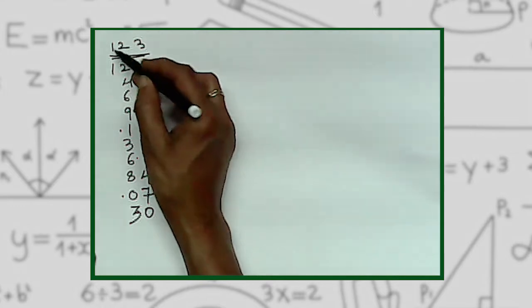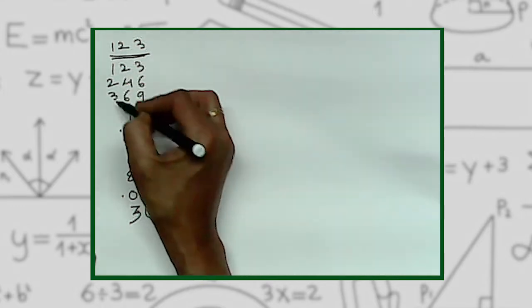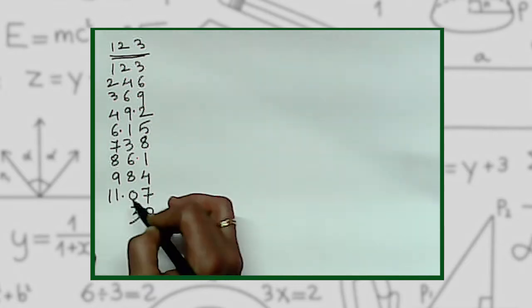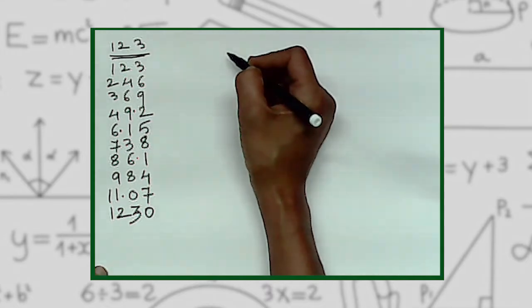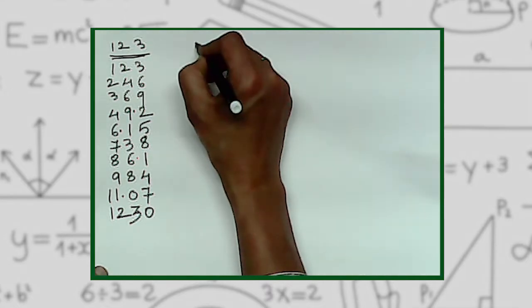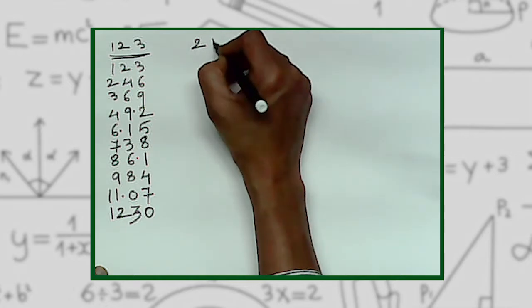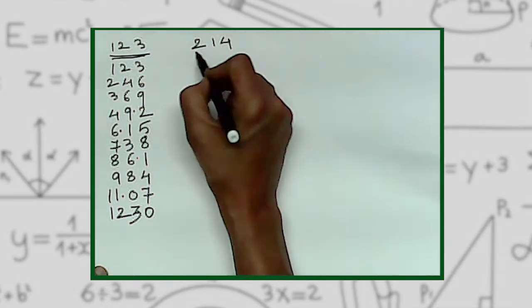Now hundreds place. 1 plus 1, 2 plus 1, 3 plus 1, 4 plus 1, 5 and point 6, 7, 8, 9, 10 and 1, 11. 11 plus 1, 12. We have finished table of 3 digit also. Now, one more example we will take for 3 digit. 214 I am going to take.